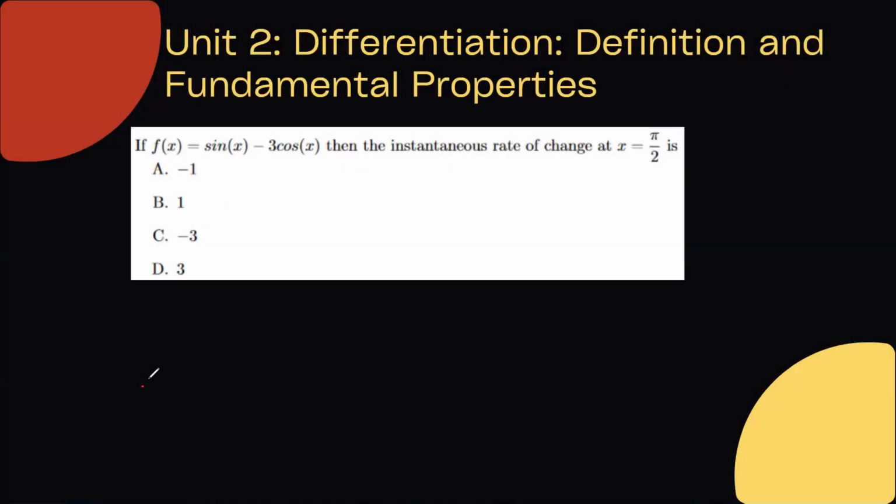So if f equals sine minus 3 cosine, then the instantaneous rate of change is, instantaneous rate of change is just a phrase that means the derivative.